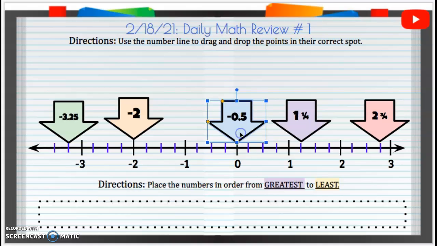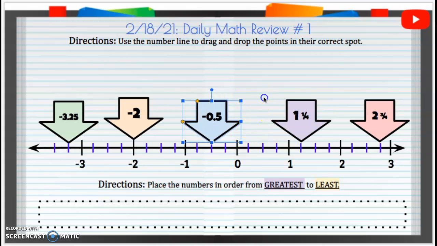Now if you have 50 cents, that's half. So if you have 1/4, 2/4, that's half. So 50 cents, that's right in between -1 and 0, or I'm sorry, -50 cents, or -0 and 5/10. That is going to be right in the middle of 0 and -1.